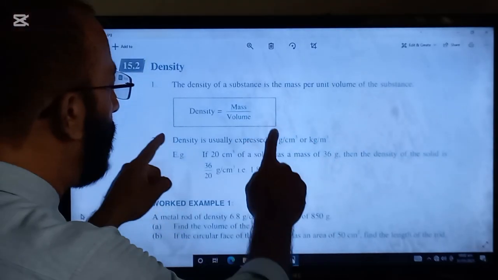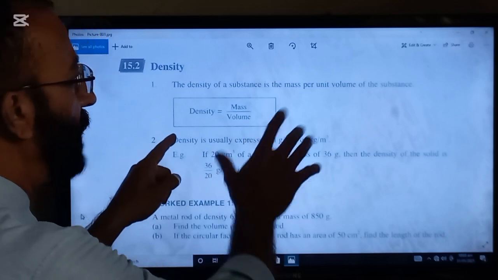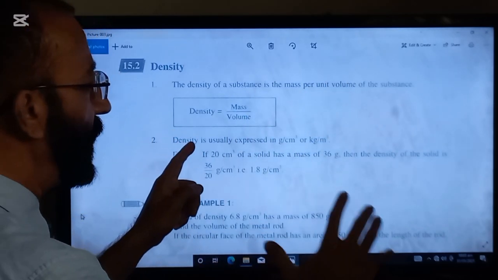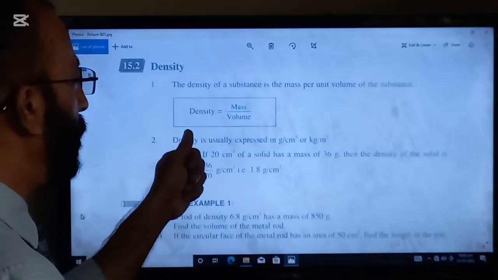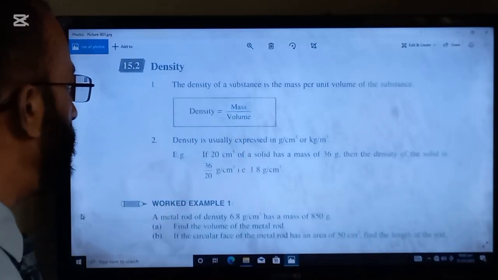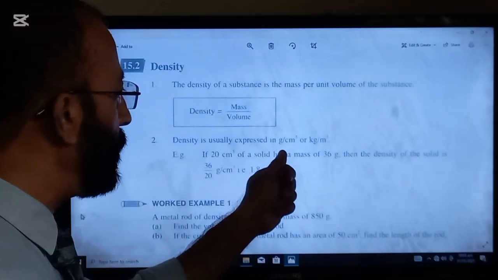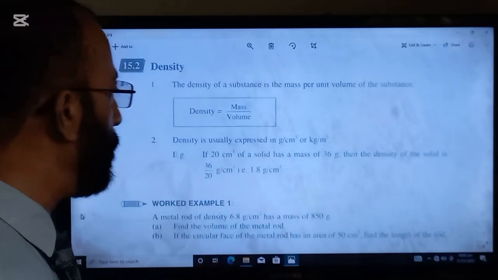Actually, we have to remember this formula. Only the definition does not come in the paper of mathematics. So this is the formula which will be used in the questions of mathematics. The formula is density is equal to mass over volume. Density is usually expressed in gram per centimeter cube or kilogram per meter cube.